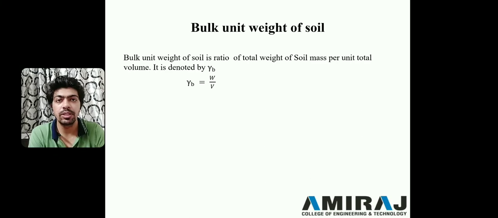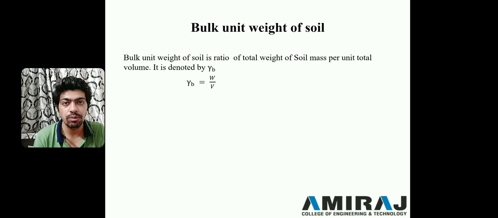Fifth term, that is bulk unit weight. Bulk unit weight of soil is the ratio of total weight of soil mass per unit of total volume. Here we are going to find the total weight. Total weight is the addition of weight of soil solids plus weight of air plus weight of water. As we know that weight of air is always zero, weight of solids plus weight of water is the total weight, upon total volume, that is volume of voids plus volume of solids.